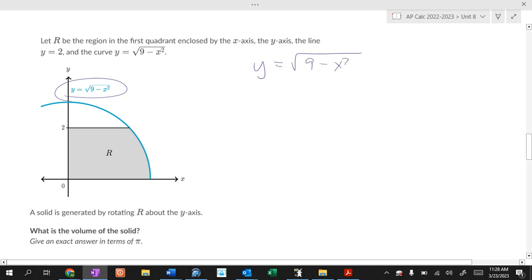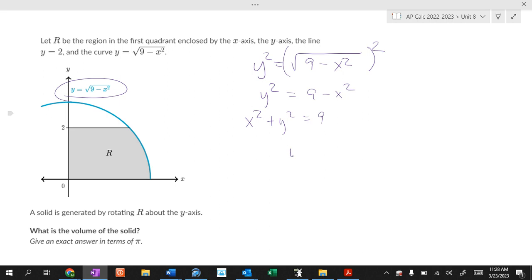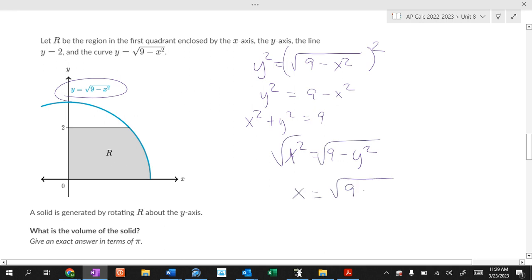We're going to square both sides. So y squared equals 9 minus x squared. We add x squared to each side, subtract y squared from each side, and take the square root of each side. What basically happened? They just switched around in this equation. Is it going to happen that way every time? No. But here, they just basically switched around.